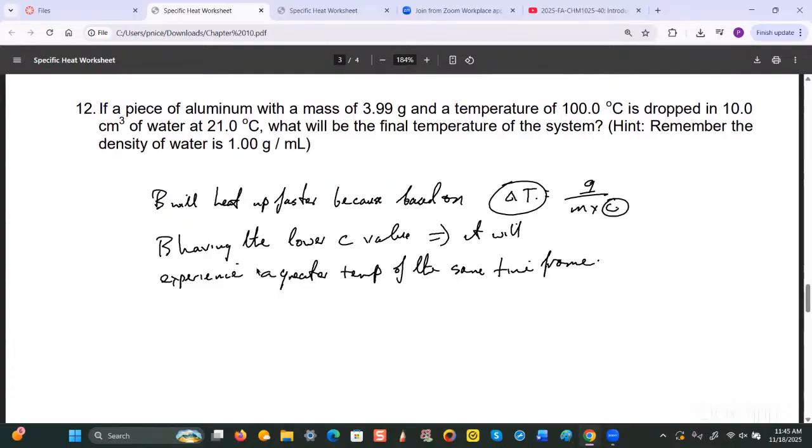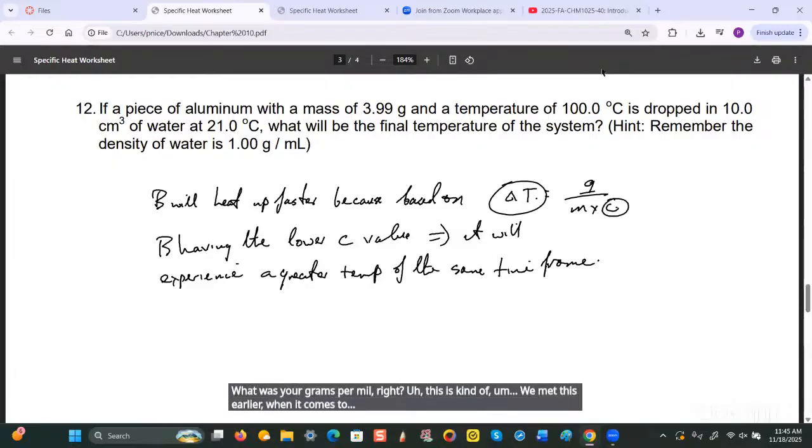Number 12 says, if a piece of aluminum with a mass of 3.99 grams and a temperature of 100.0 degrees Celsius is dropped in 10.0 centimeters cubed of water at 21.0 degrees, what will be the final temperature of the system? One hint is given, and that is that the density of water is 1.00 grams per mL, right? We met this earlier when it comes to getting the mass using the density and the volume.